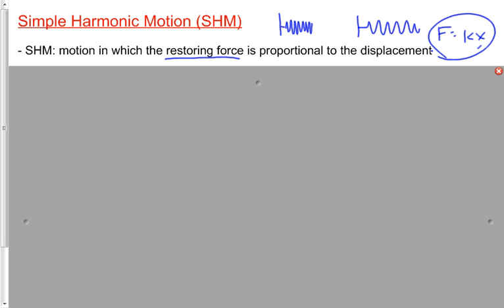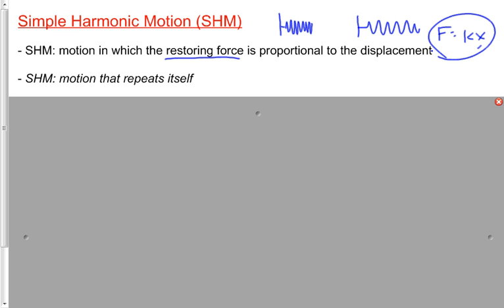Now, what does that manifest itself in? Where do we see simple harmonic motion? How do we know, just by looking at something, whether it's motion in which the restoring force is proportional to the displacement, without taking a measurement of force or a measurement of displacement or so on? Well, if the motion repeats itself, it's likely to be simple harmonic motion. Because the restoring force gets bigger as I stretch it more, let's say I let it go. Okay, it's going to vibrate back and forth, back and forth, back and forth.